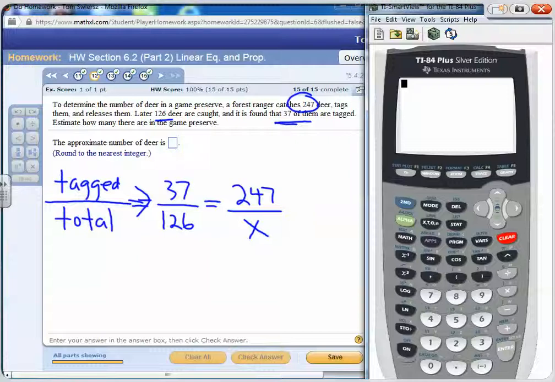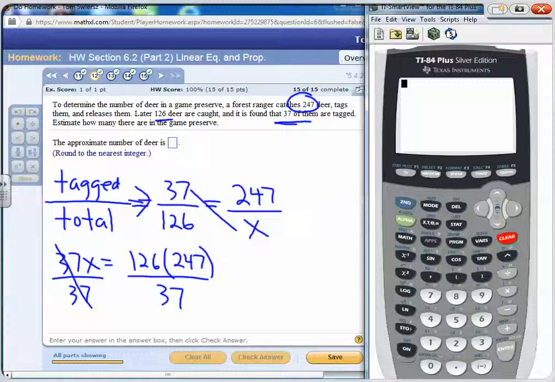So now, tagged over total: 37 over 126, 247 are tagged, and then over X will represent the total. Cross products are equal. 37X is equal to 126 times 247. Divide both sides by 37 so that the 37 over 37 is 1. So X equals 126 times 247 divided by 37. That is exactly what we have there. So we'll go ahead and do that last step using our calculator.